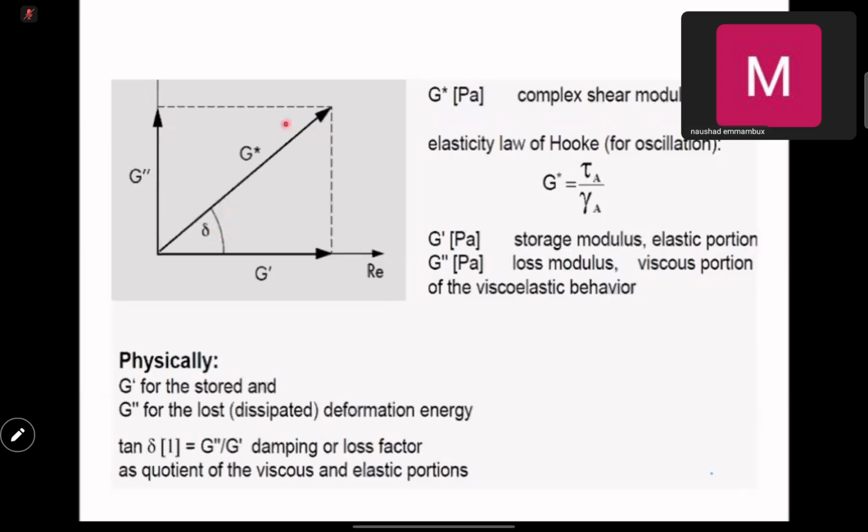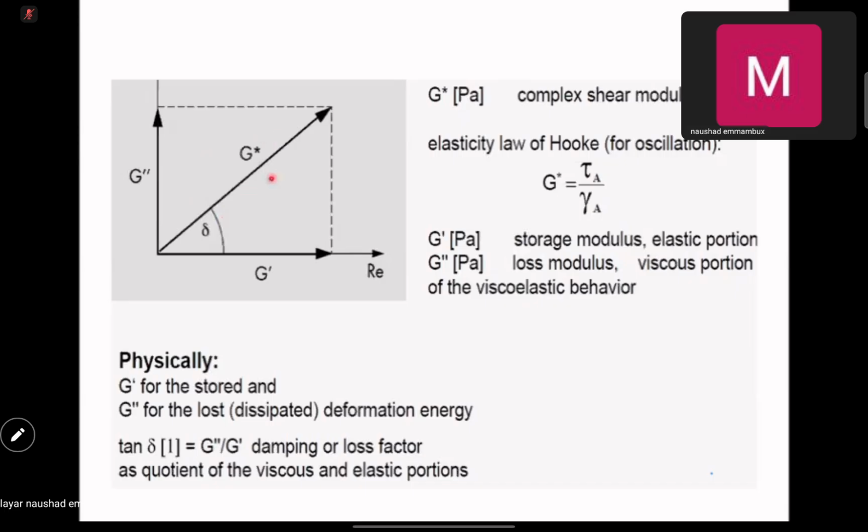And then with the stress and strain, you can get the complex shear modulus. The complex shear modulus has two components. It contains the storage modulus and the loss modulus. So if this is the storage modulus, this will be the loss modulus, and then you have the complex modulus and the phase angle here. So what the machine does is it can give you as an output the complex modulus.